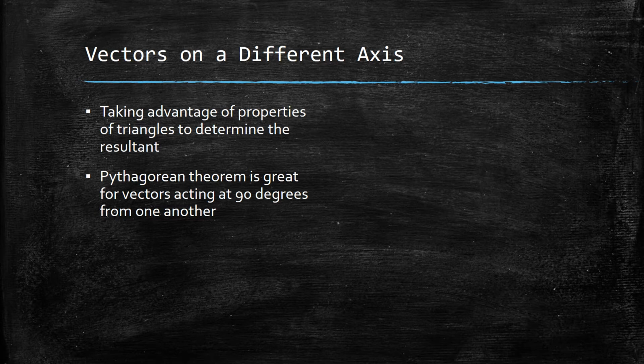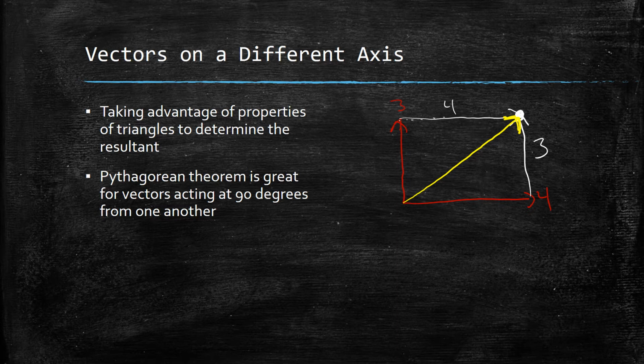So we can take advantage of some properties of triangles to determine that. The Pythagorean Theorem is great for that. For instance, if we had a 4 this way and a 3 straight up, we do our head to tail method. Let's draw the 4 newton in here and the 3 in here, with that point right there. And then we draw in our resultant, which goes from our starting point to where the two components intersect.